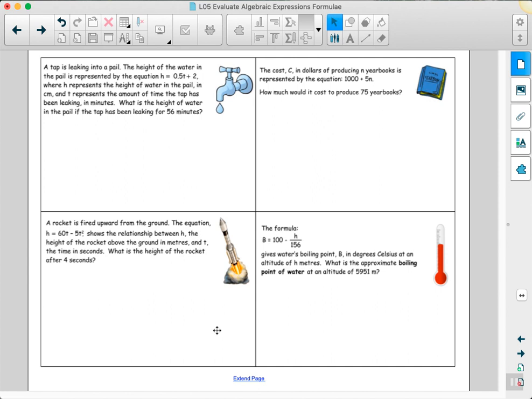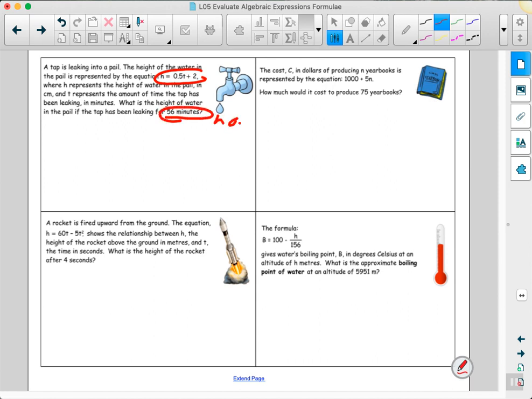So they're going to be done the same way that we were doing them before, right? So read all the information, find the formula. So just walking you through sort of the first one. There's the formula. That's height. That's the amount of time. What's the height of the water if the tap has been leaking for 56 minutes?